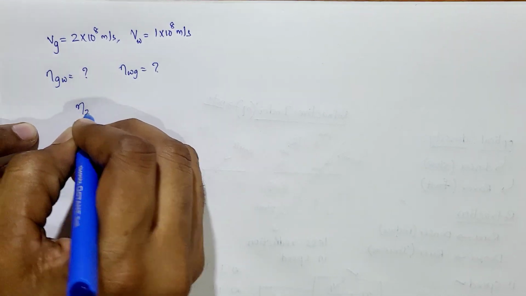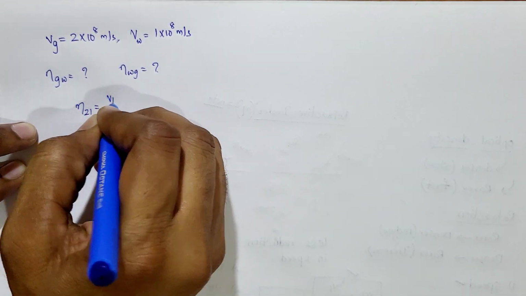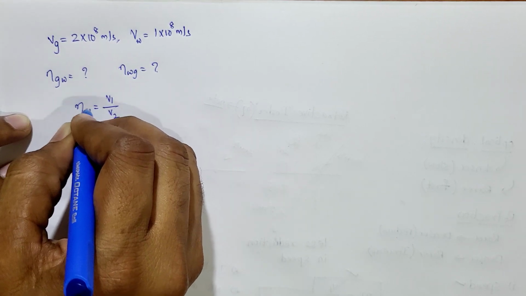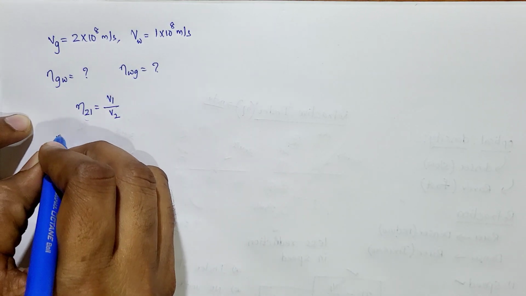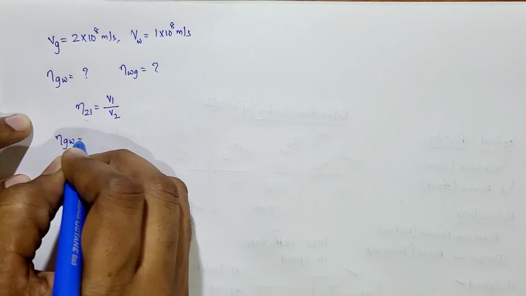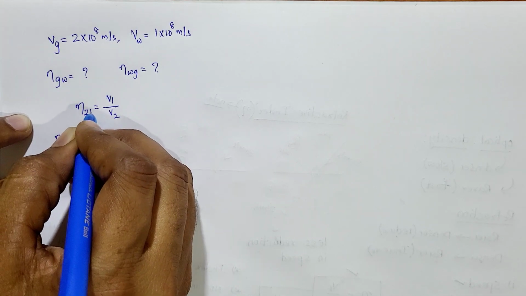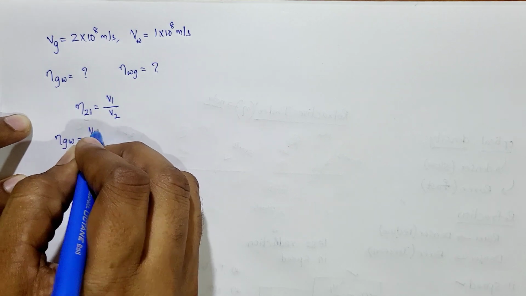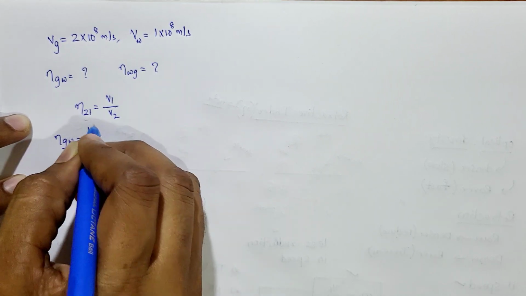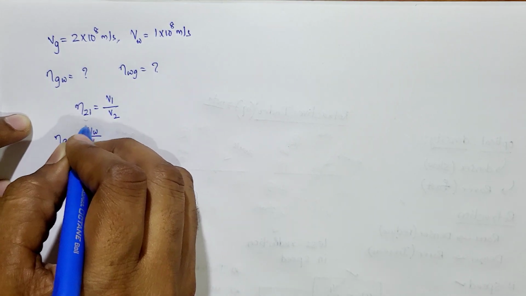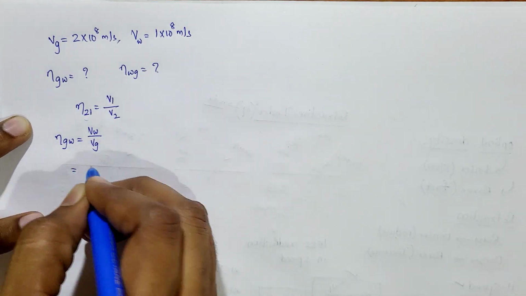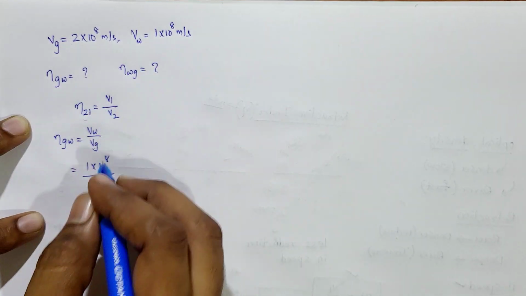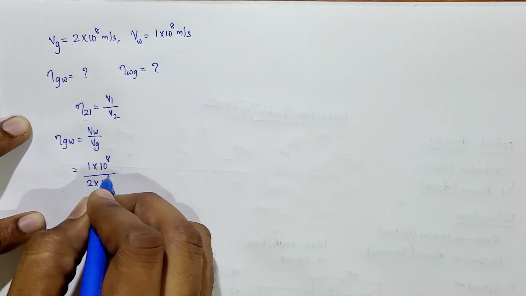Refractive index of second medium with respect to first medium is equal to V1 divided by V2. Now, in place of 2, 1, we have got refractive index of glass with respect to water. 2 is glass, 1 is water, so water comes first: VW divided by VG. What is VW? Speed of light in water, given as 1 into 10 power 8, divided by VG, which is 2 into 10 power 8.